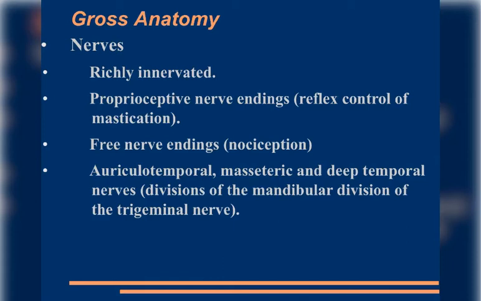The nerves that contribute to the innervation of the temporomandibular joint include the auriculotemporal, masseteric, and deep temporal nerves, and all are part of the mandibular division of the trigeminal nerve.